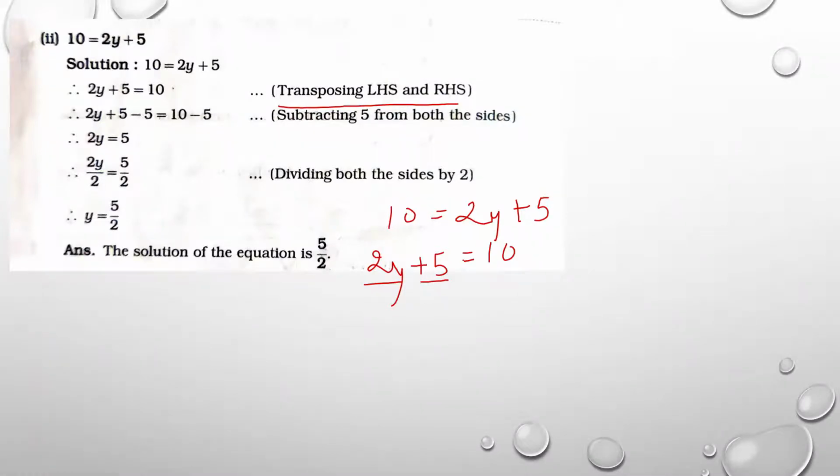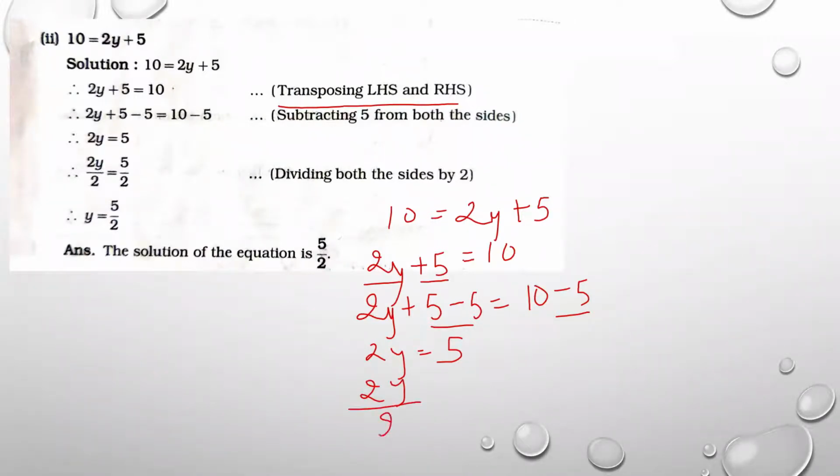So 2y plus 5 minus 5 is equal to 10 minus 5. So both the sides what you are doing? You are subtracting 5. Now plus 5 minus 5 becomes 0. So 2y is equal to what? 5. Now you have to find the value of y. You have to remove this 2. So what you will do? You will divide with 2 on both the sides. So 2 and 2 will get cancelled. y is equal to what? 5/2. So the solution of the equation is 5/2.